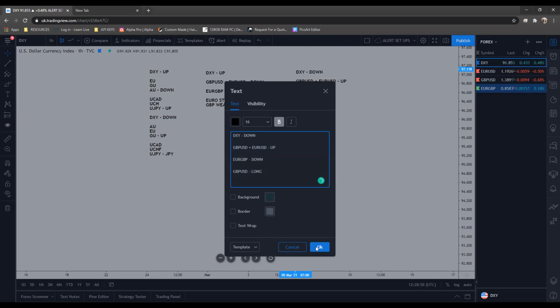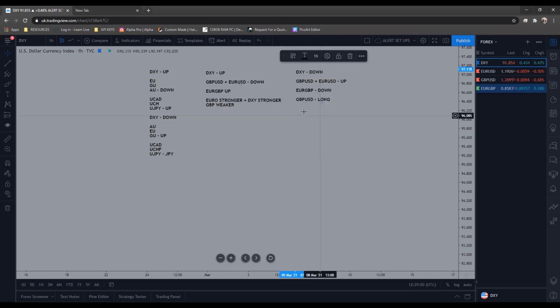Because what you'll find then is Euro USD can move in the same direction, but it'll be a lot slower. So you won't get a massive impulse move in it.